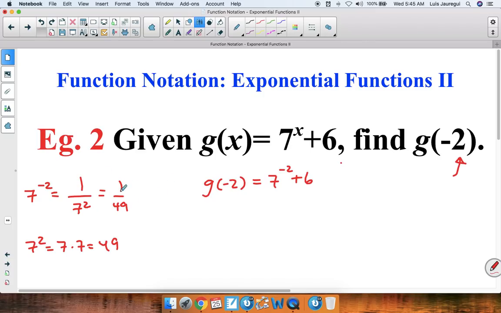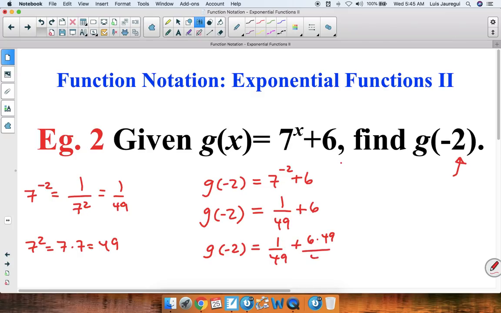Now using this information we can rewrite g of negative 2 as follows. G of negative 2 is equal to 1 over 49 plus 6. Once again we need to find the least common denominator so we can combine these two numbers. In this case the least common denominator happens to be 49. So we have g of negative 2 is equal to 1 over 49 plus 6 times 49 over 49.